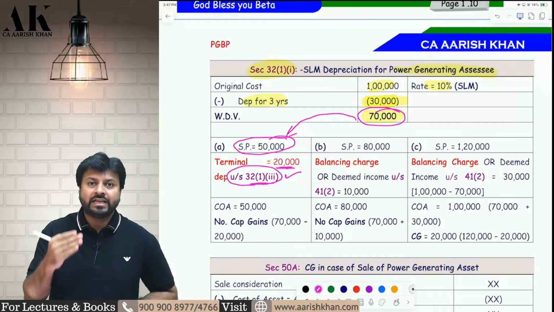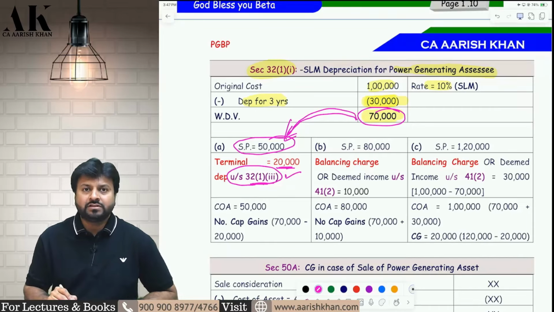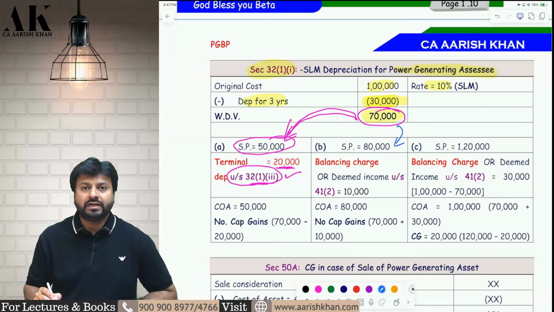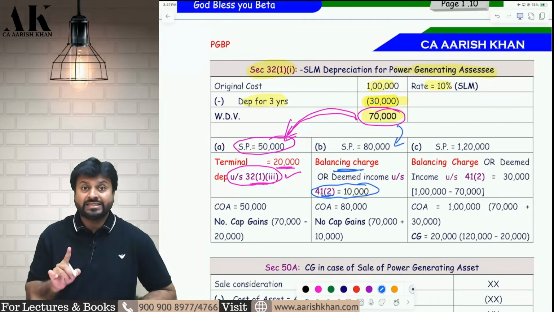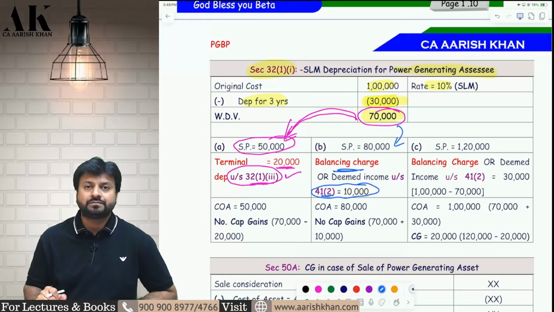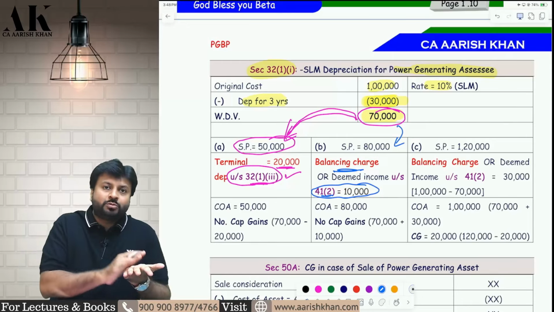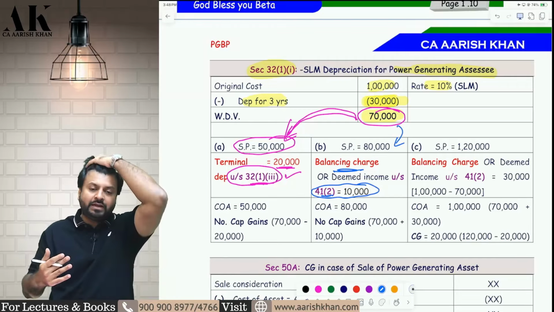So if you sell the SLM asset for less than WDV, which I am doing over here in case 1, then the differential amount, that is 50,000 minus 70,000, will be treated as terminal depreciation and it will be deductible under PGBP. Similarly, tit for tat, if you are selling for more than WDV, that is if I am selling for 80,000, then the differential amount will be called deemed income under section 41(2), which is called balancing charge. What is it called? Balancing charge. So what is balancing charge? Whatever depreciation you have claimed earlier, if you are recovering that, listen to my words, it will be helpful in case C. Whatever depreciation you have claimed earlier, if you are recovering that, then that will be called a balancing charge. Okay.